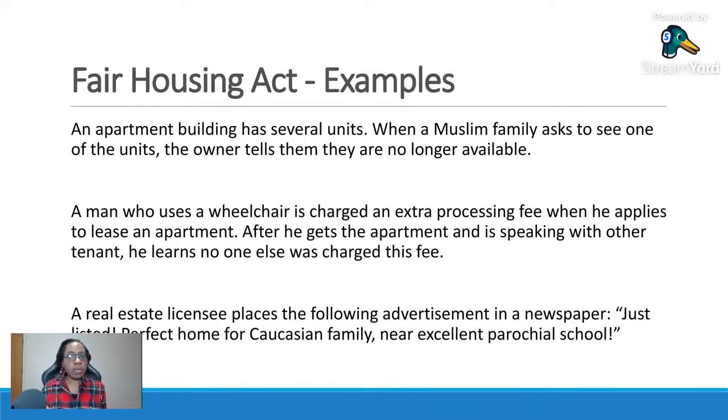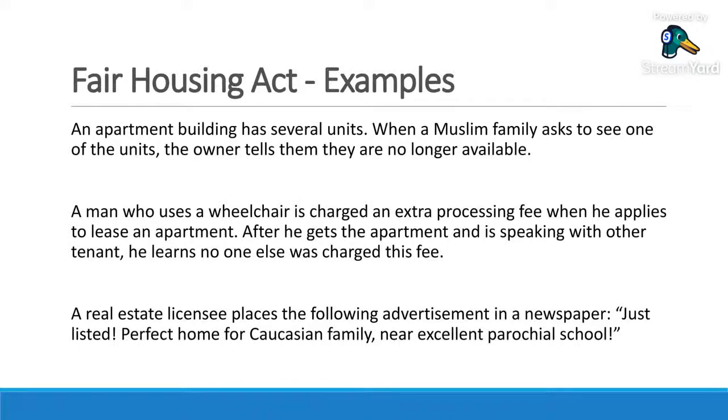So landlords cannot change policies that will harm people with disabilities. And then finally, a real estate licensee places the following advertisement in a newspaper: Just listed, perfect home for Caucasian family near excellent parochial school. All right. So you can see there is race exclusivity, right? You're saying it's only for a Caucasian family and excellent parochial school. Parochial is more or less like narrow-minded. So essentially what you're saying is we just need a certain group of people to come live in this house. All right. So that would be a violation of fair housing laws.